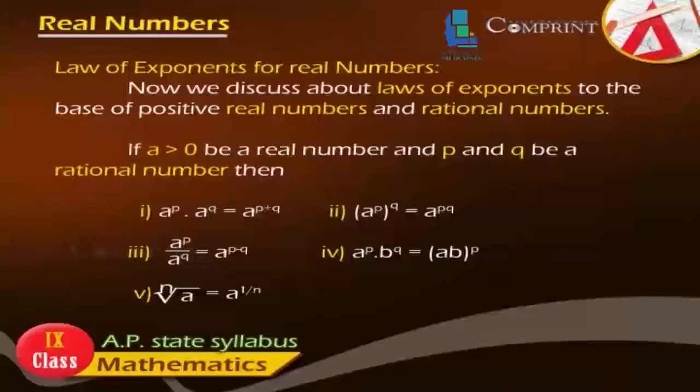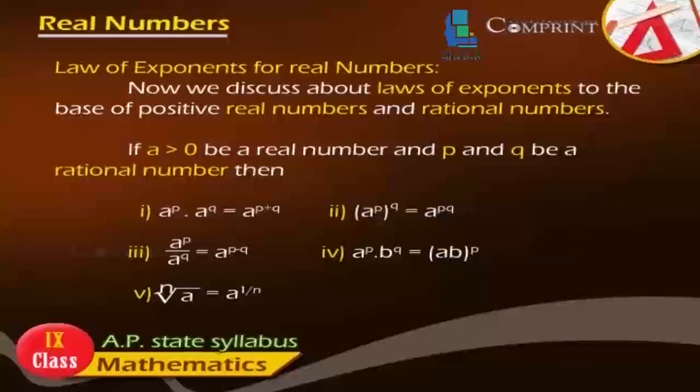Law of exponents for real numbers. Now we discuss laws of exponents for positive real bases and rational exponents. If a > 0 is a real number and p and q are rational numbers, then a^p · a^q = a^(p+q). (a^p)^q = a^(pq).